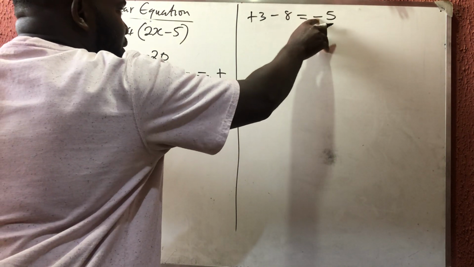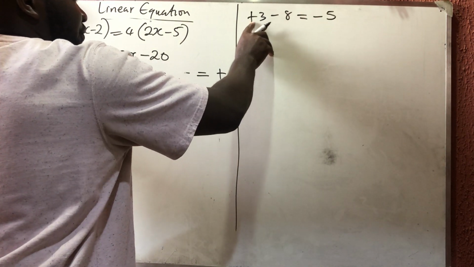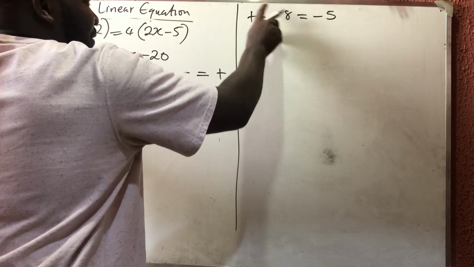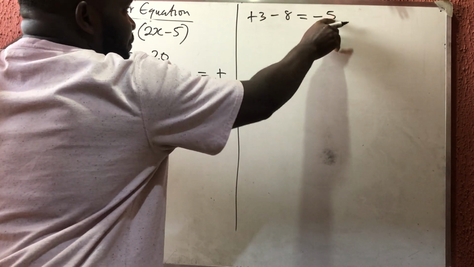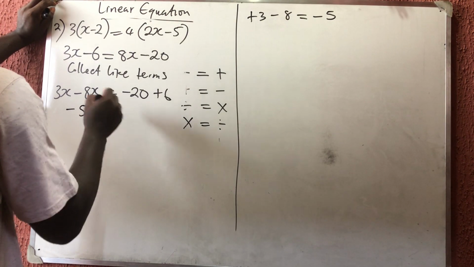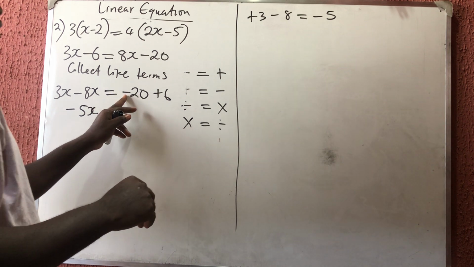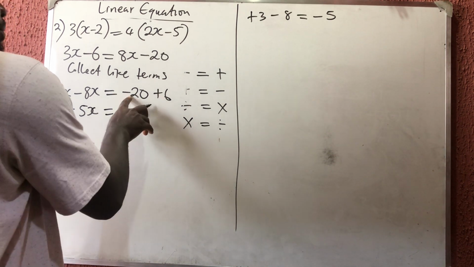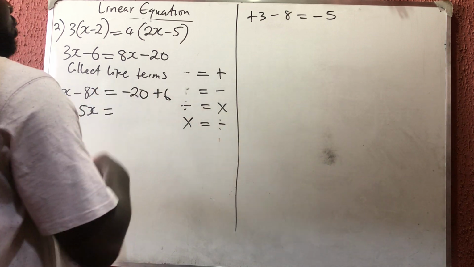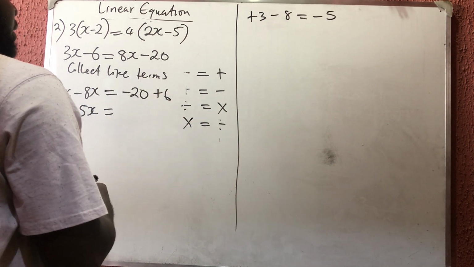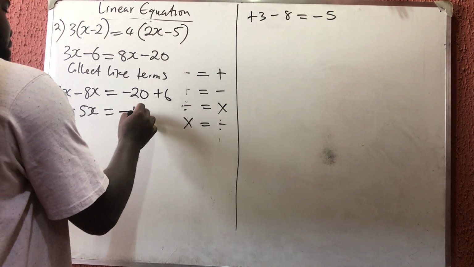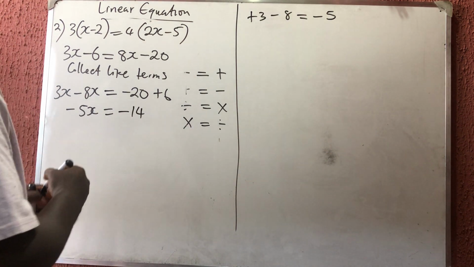Minus means you are owing. I have 3 and I'm owing the person 8. If I pay the person the 3 I have, I am still owing 5. So I am still owing 5x here, which is equal to, look at the same thing again, minus 20 plus 6. It means I am owing somebody 20 and I have 6. If I give the person the 6 I have, what is remaining? You see that I am still owing 14. Minus means I am still owing.